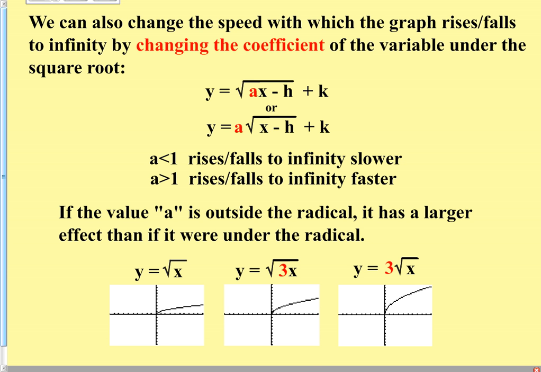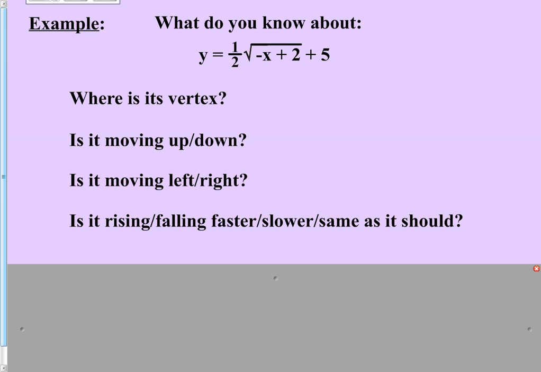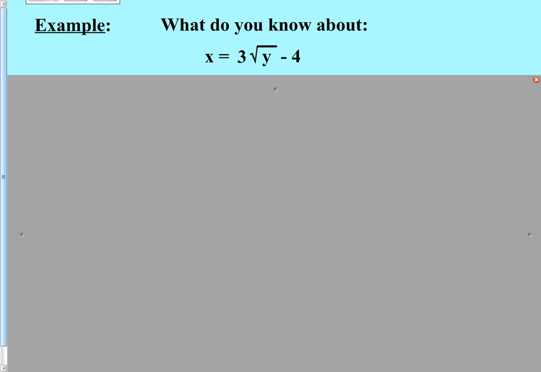And of course, keep in mind, if the coefficient appears outside of the radical as opposed to underneath the radical, the same value outside the radical will have a greater effect on the speed than the same value underneath the radical. And that's simply because if you got, like in this case, a whole number 3 outside the radical, if you put that same 3 underneath the radical, now it's the square root of 3. That's a smaller number. Okay, so we looked at a couple of examples, and then we moved on.